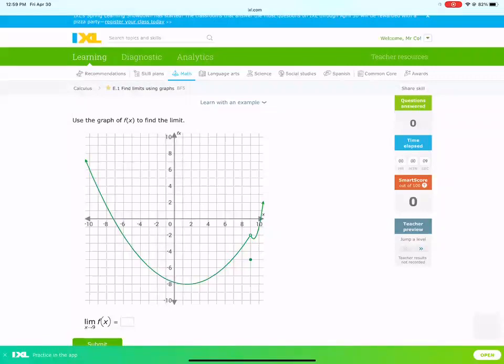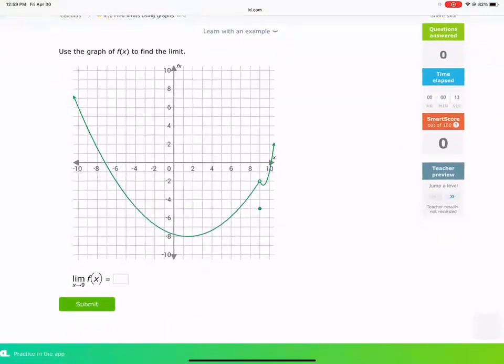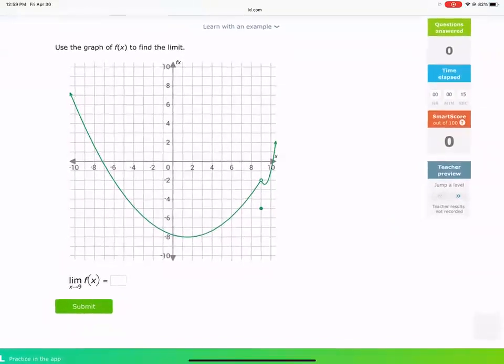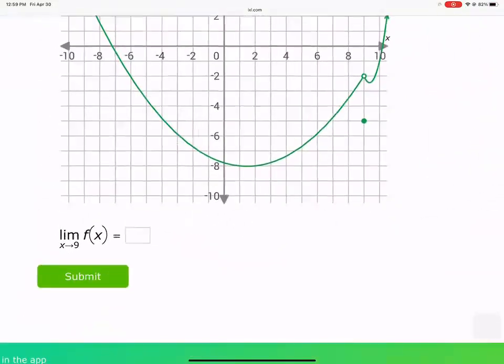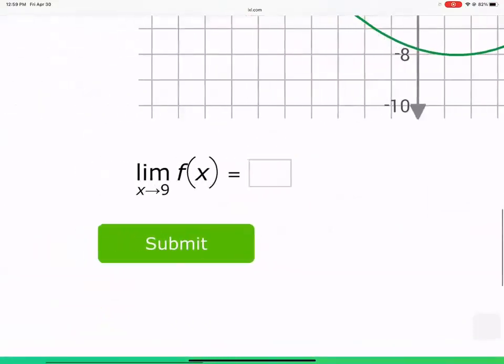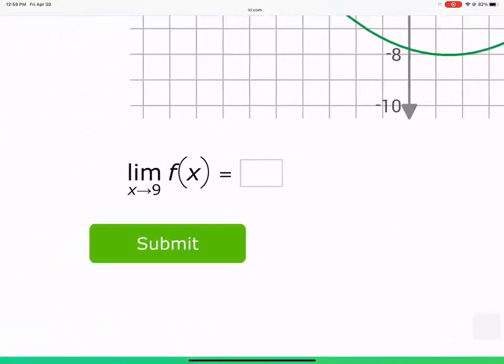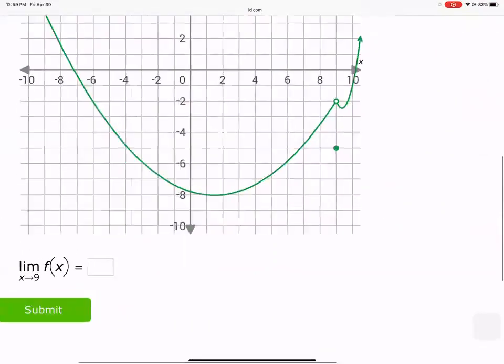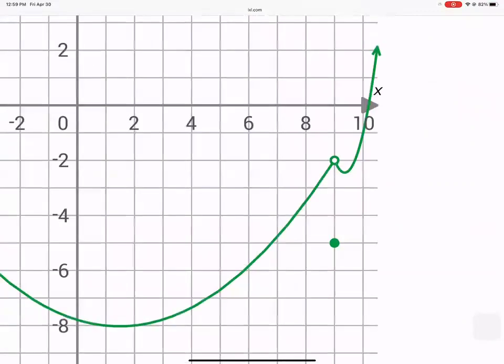Okay, so here's an example of the IXL problems you guys are going to see. The question is, find the limit of f of x. Use the graph of f of x to find the limit. Now, please look at the notation they wrote: the limit as x gets closer to 9. So we're going to creep up to 9. Let's find 9. Do you guys all see 9 is right here? 2, 3, 4, 5, 6, 7, 8, 9. Okay, this is 9 right here.